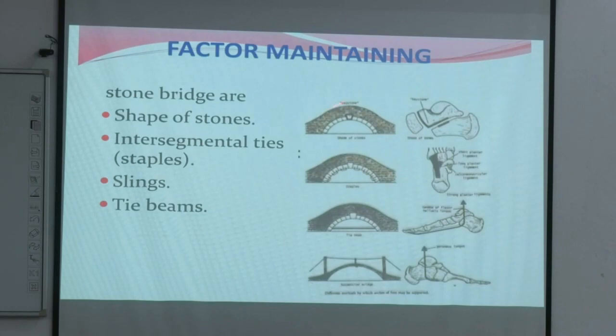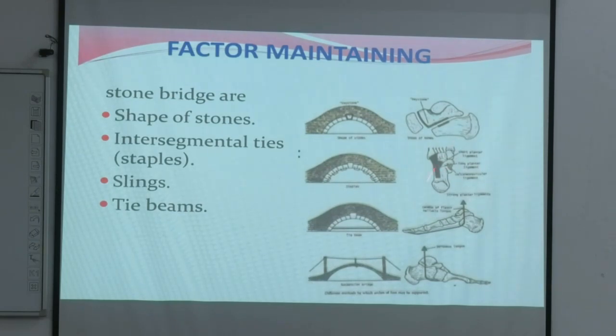Shapes are such. This bone is known as the keystone. Lower part is narrow, upper part is wide. Here in the arches, talus plays as the keystone. Intersegmental ties or staples, the small parts which are tying the adjacent bones. These are known as staples.